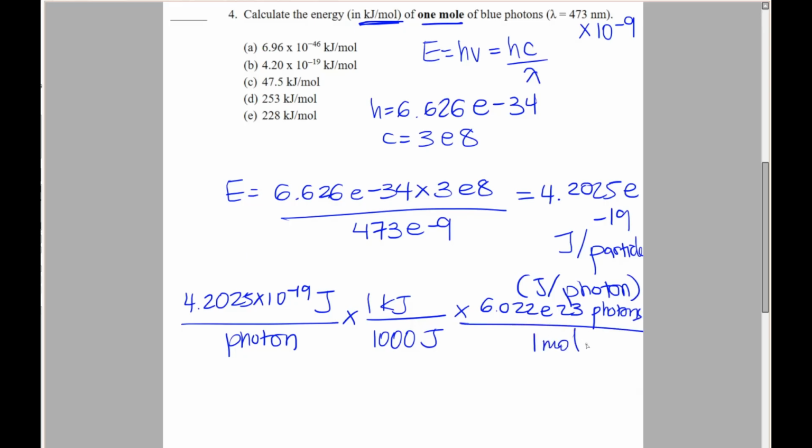So that's Avogadro's number, so we can write that down as well. And now, just to check that we set up our dimensional analysis equation right, we can just try and see if all of these cancel out to give us this desired unit of kilojoules per mole. So we can cross out the joules, we can cross out the photons, and we get kilojoules per mole. So if you plug all of this into a calculator, you're going to get 253 kilojoules per mole, and that looks like option D.